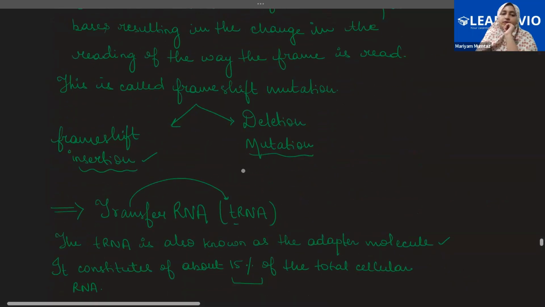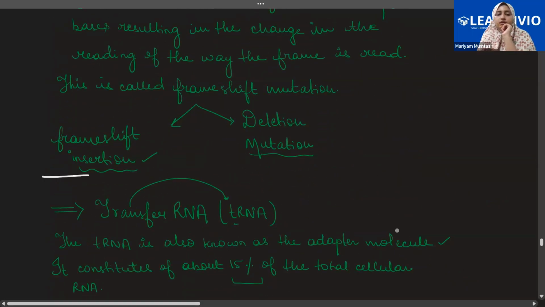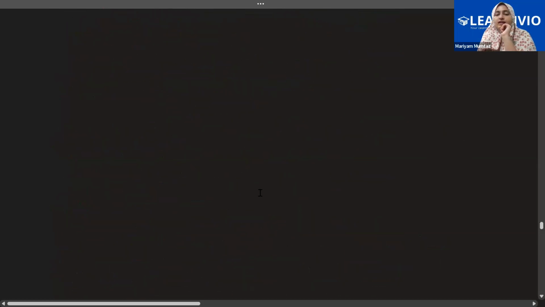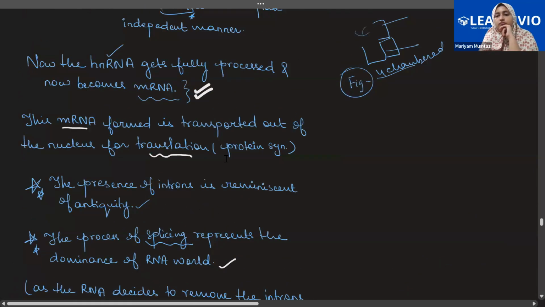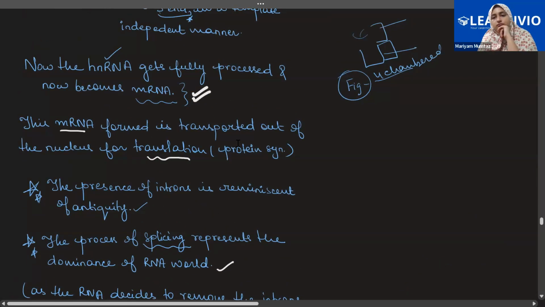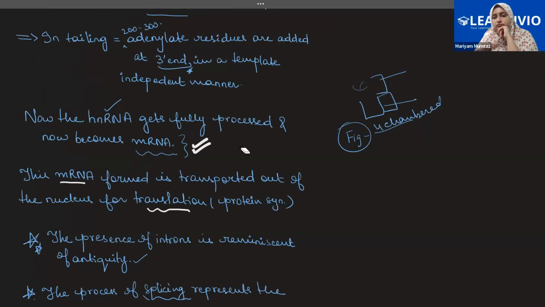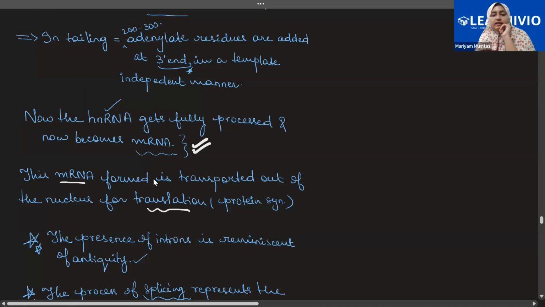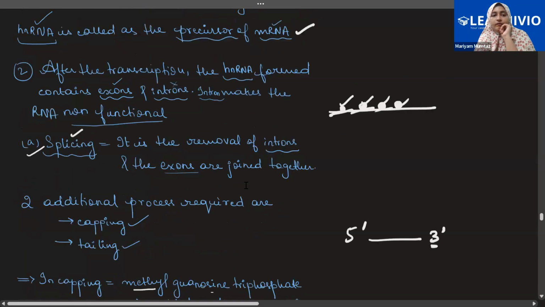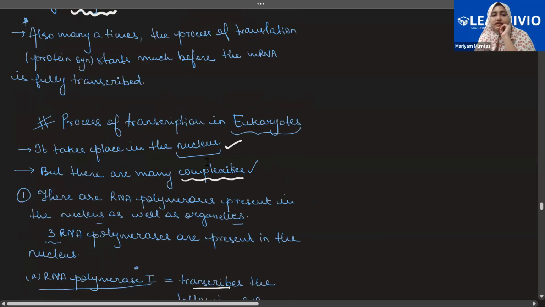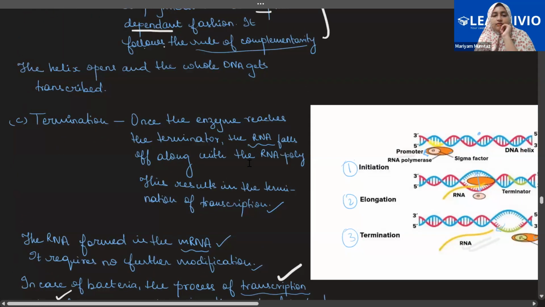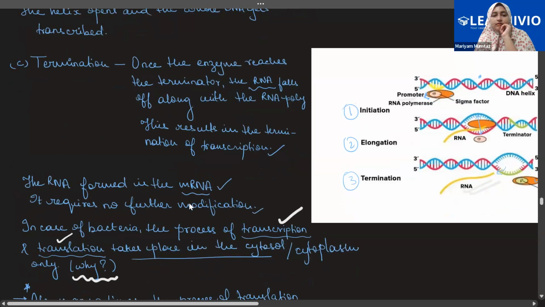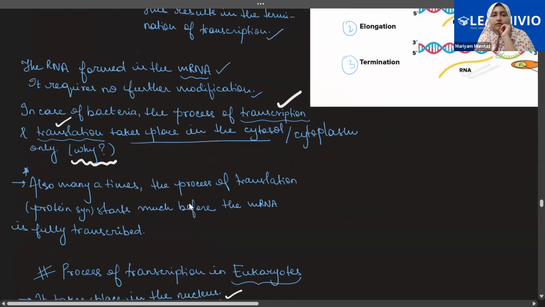Okay, all right. You people note down till here, then we'll talk about the tRNA and its structure. What is the last thing that you had written in your notes? The last thing is termination. Prokaryotic transcription. We have to start from eukaryotic transcription. Eukaryotic transcription? Yeah. Okay.